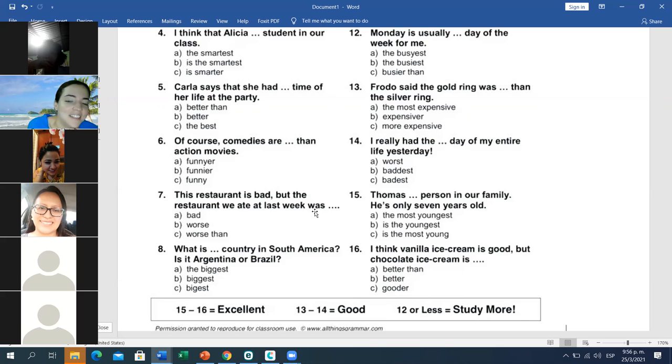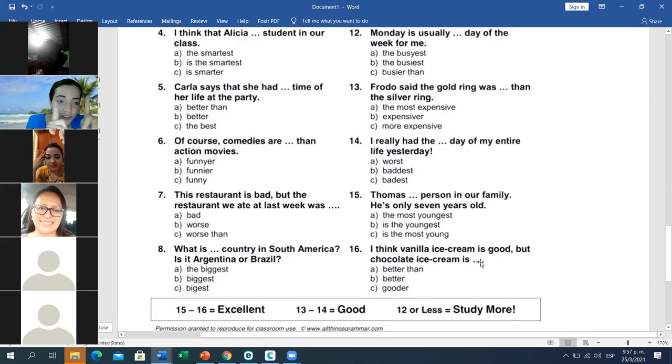Ahorita vamos. Le está comparando. ¿Ok? Pero, but chocolate ice cream is, y dice better, pero ¿por qué no better than? Porque el better than iría conectado y no hay otro conectado después. So it would be better. Está bien, está correcto. El than nos ayuda a conectar dos.